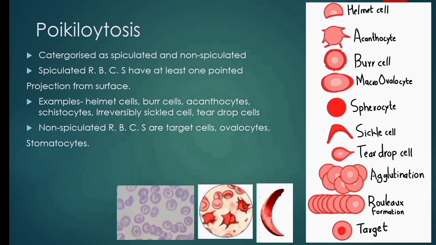Now we learn about poikilocytosis, which means shape abnormalities. They are categorized as spiculated and non-spiculated. Spiculated RBCs have at least one pointed projection from the surface. Examples are helmet cells, burr cells, acanthocytes, cystocytes, sickle cells, and teardrop cells. Non-spiculated RBCs are the target cells, ovalocytes, and stomatocytes.